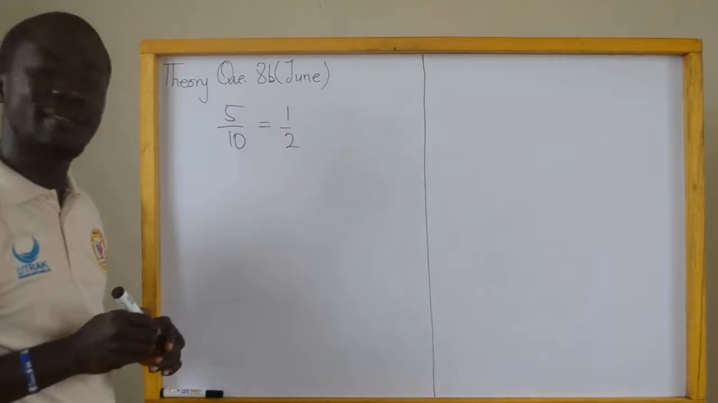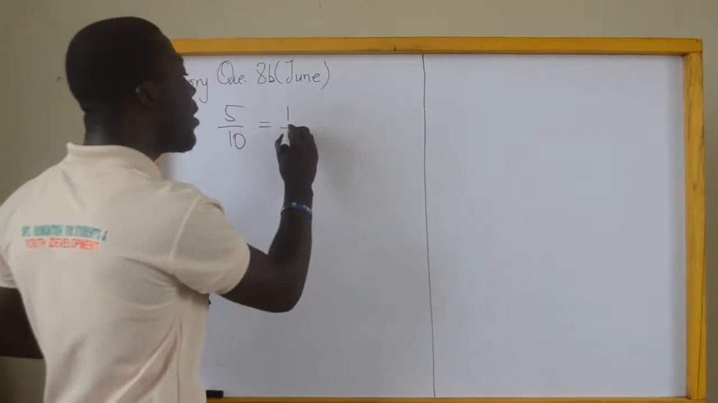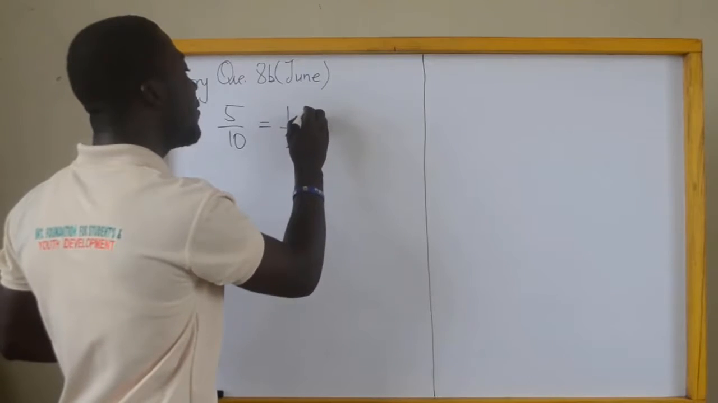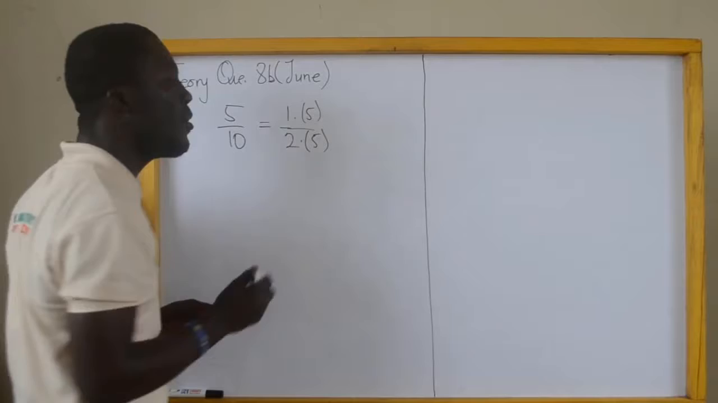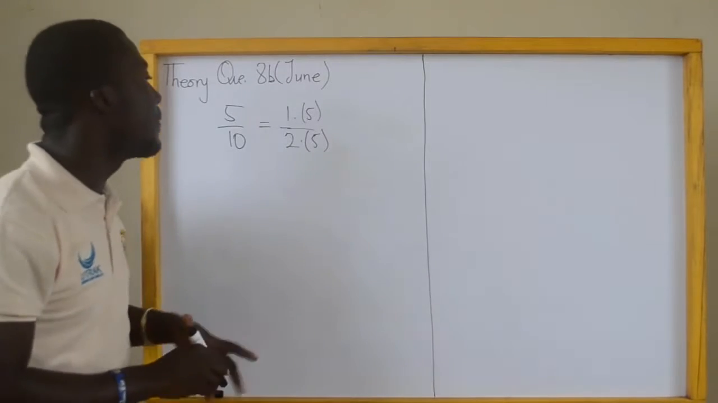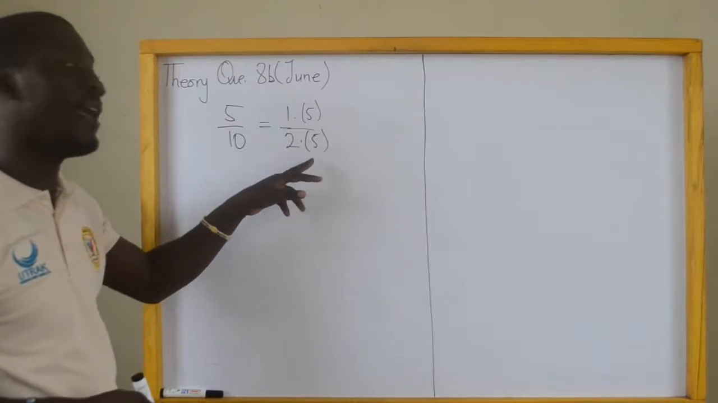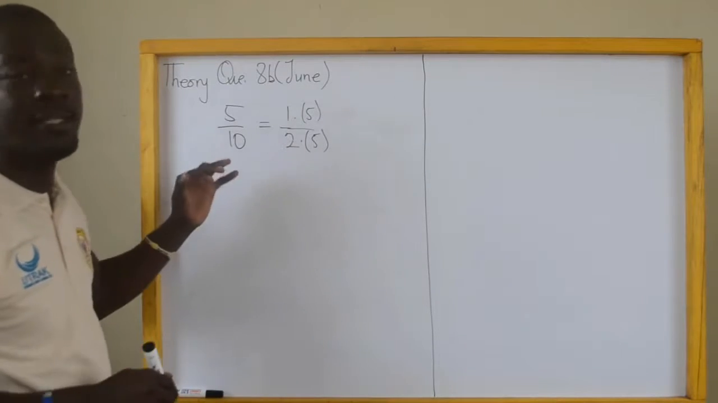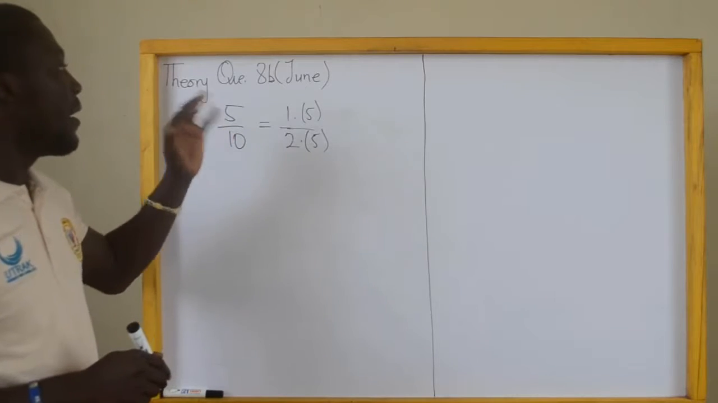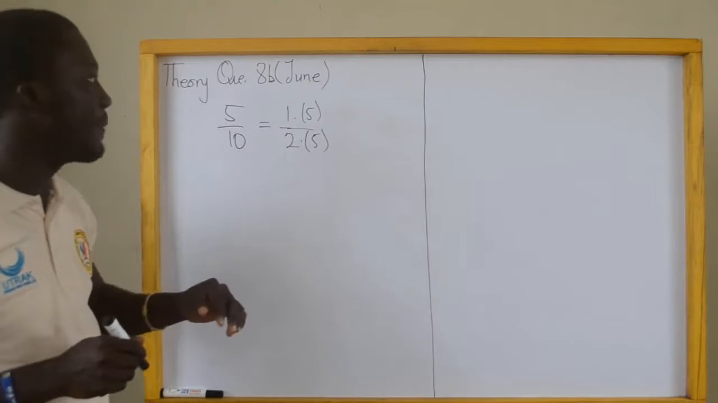If we want to get back our fraction, we multiply the simplest form by the common factor, so that when 1 multiplies 5, we get our 5 back, and 2 multiplied by 5, we get our 10. So our simplest form of the fraction is this one, and this is our common factor.